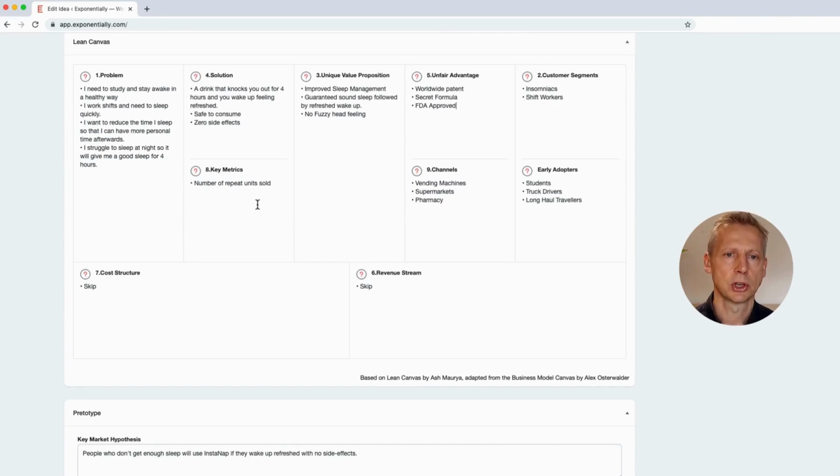And here I would measure number of repeat units sold. Why repeat? Because it's easy to sell one. You can just market at people and make them sell one. But it's working for them if they use it multiple times in this particular case.